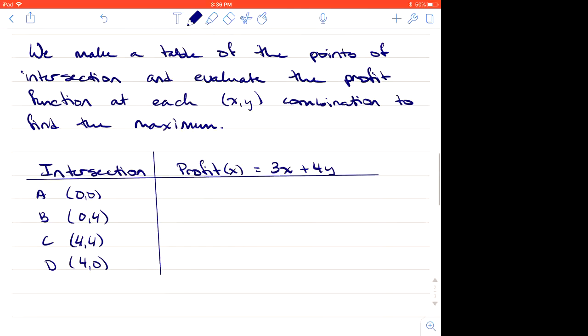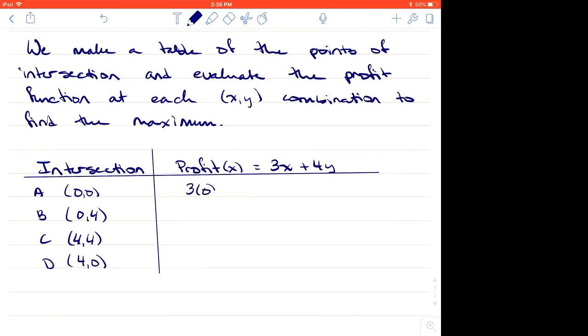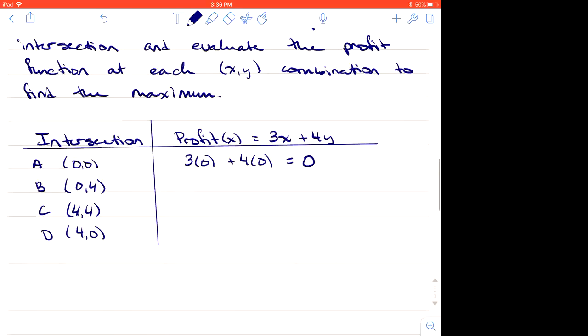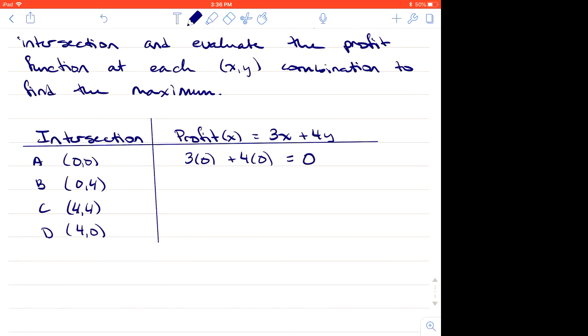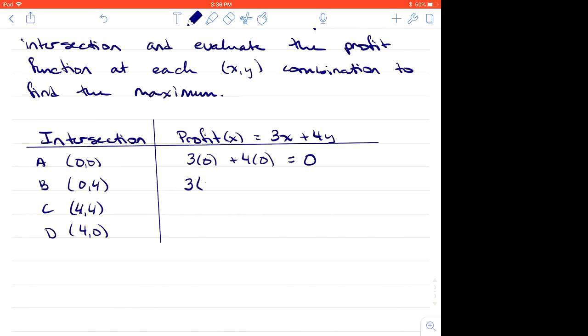So then for point A, we have 3 times 0 plus 4 times 0. That's just 0, right? I can almost guarantee that (0, 0) will never maximize your profit function, but it's always going to be in there. We always have to use it and show it, but it'll never happen. How about point B? 3 times 0 plus 4 times 4. Let's call it 16. That's better than 0.